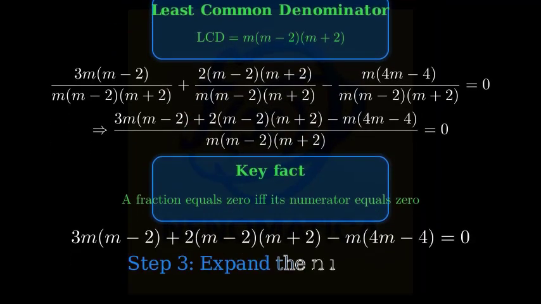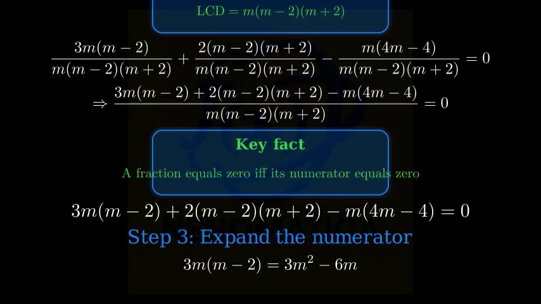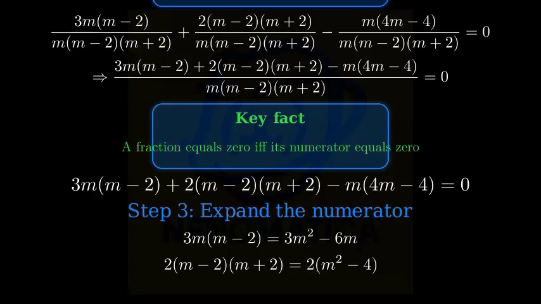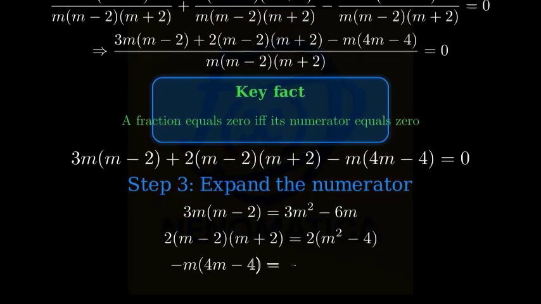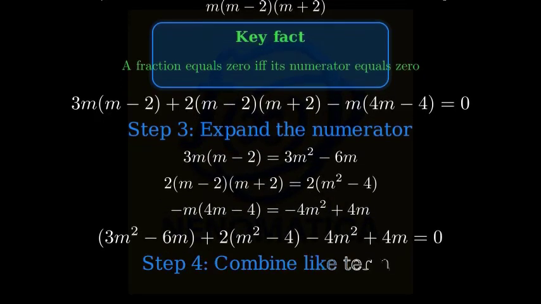3m times (m minus 2) becomes 3m squared minus 6m. 2 times (m minus 2)(m plus 2) is 2 times (m squared minus 4). Finally, minus m times (4m minus 4) is -4m squared plus 4m. Step 4. Combine like terms to form a simple quadratic. That gives m squared minus 2m minus 8 equals 0.